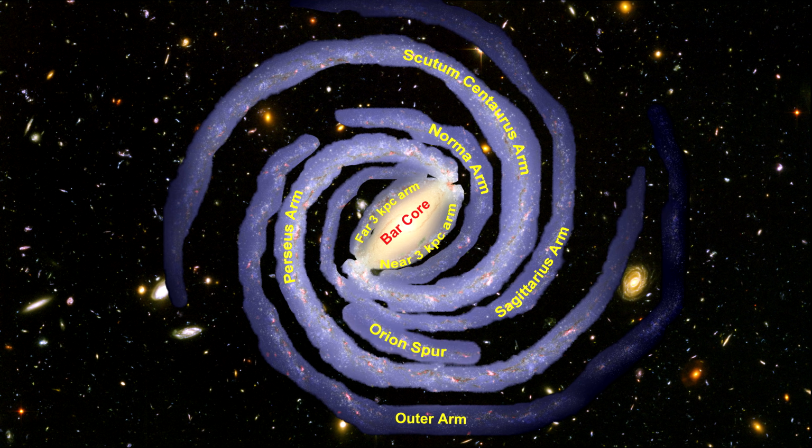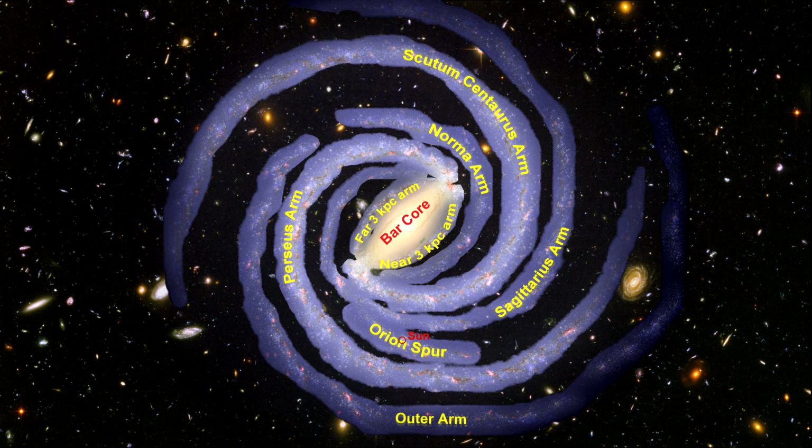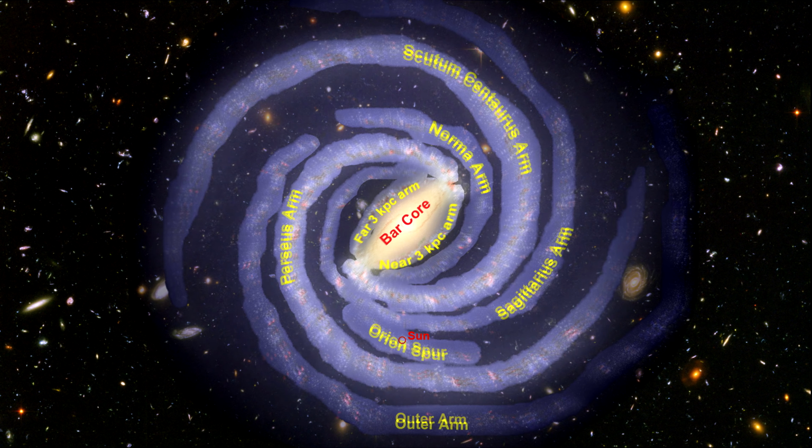There is also a spur off the Sagittarius arm called the Orion Spur. It's 3,500 light-years across and approximately 10,000 light-years long. We are located on the inner edge, halfway along this spur, around 26,000 light-years from the galactic center. When we fill the space between the arms, we get the full picture.